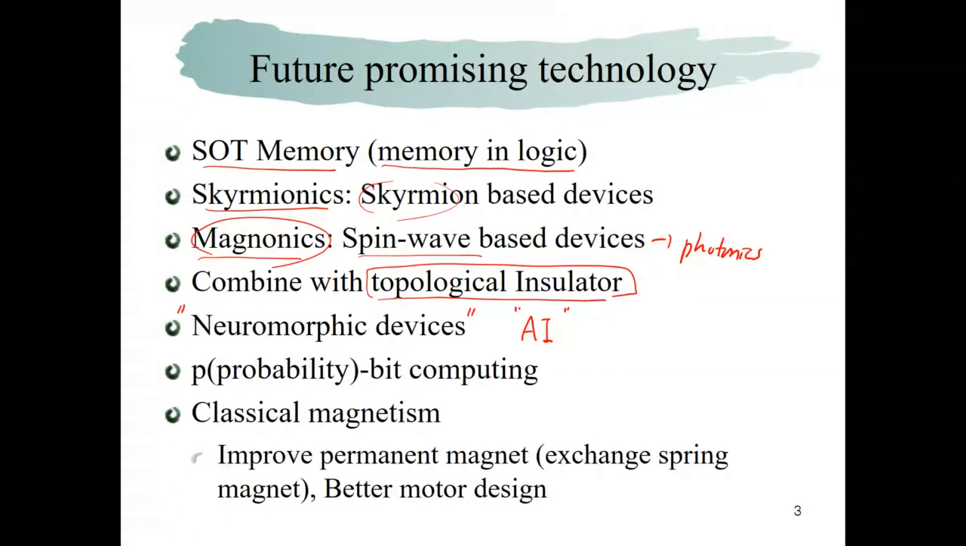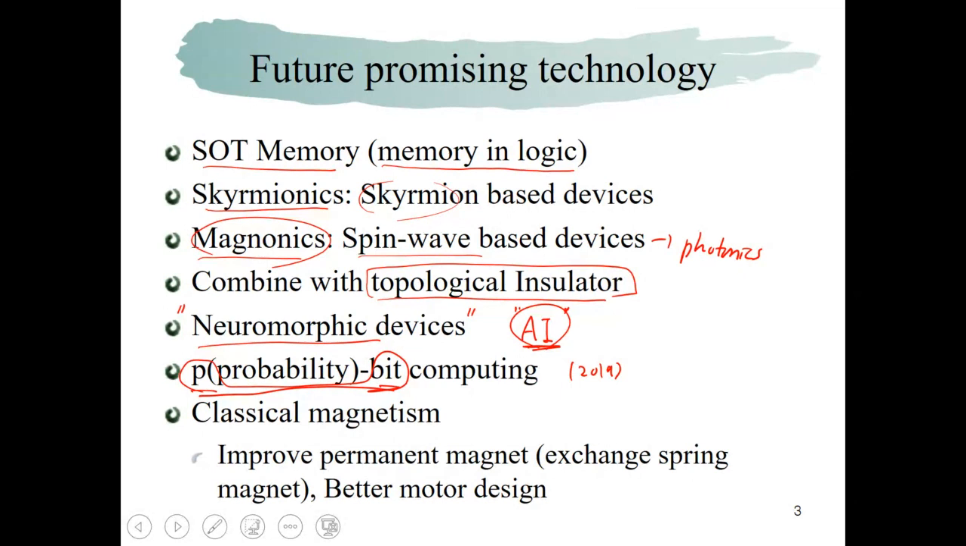Based on current CMOS technology, people make some algorithms to develop the AI. And in the other approach, we can make some chips which work properly for the AI. That's what we call neuromorphic devices. And very recently, actually in the last year, one guy proposed P-bit computing. This is also a very interesting computing technology called the probability bit. With P-bit computing, they can replace some part of quantum computing.